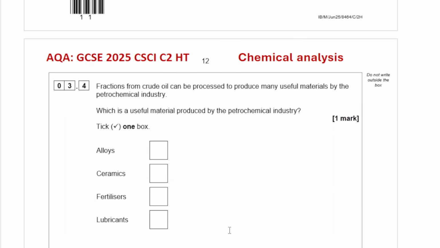Fractions from crude oil can be processed to produce many useful materials by the petrochemical industry. Which is a useful material produced by the petrochemical industry? Alloys are basically made up of metals. Ceramics are made up of non-metals. Fertilizers are inorganic compounds. So from the crude oil, it's the lubricants. It's basically the heavier hydrocarbons.